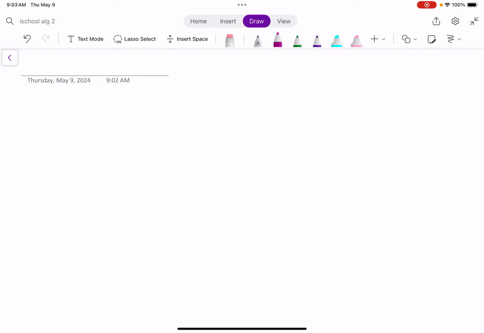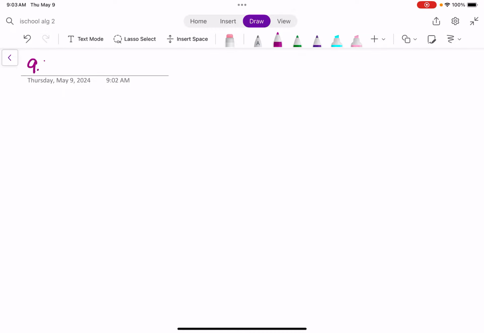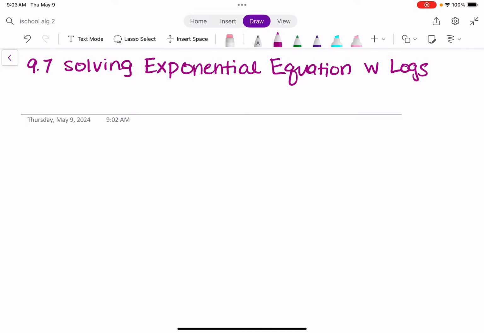Okay, so today is 9.7. 9.7. Solving exponential equations with logs. So at this point, you should be pretty familiar with logs and the log properties.